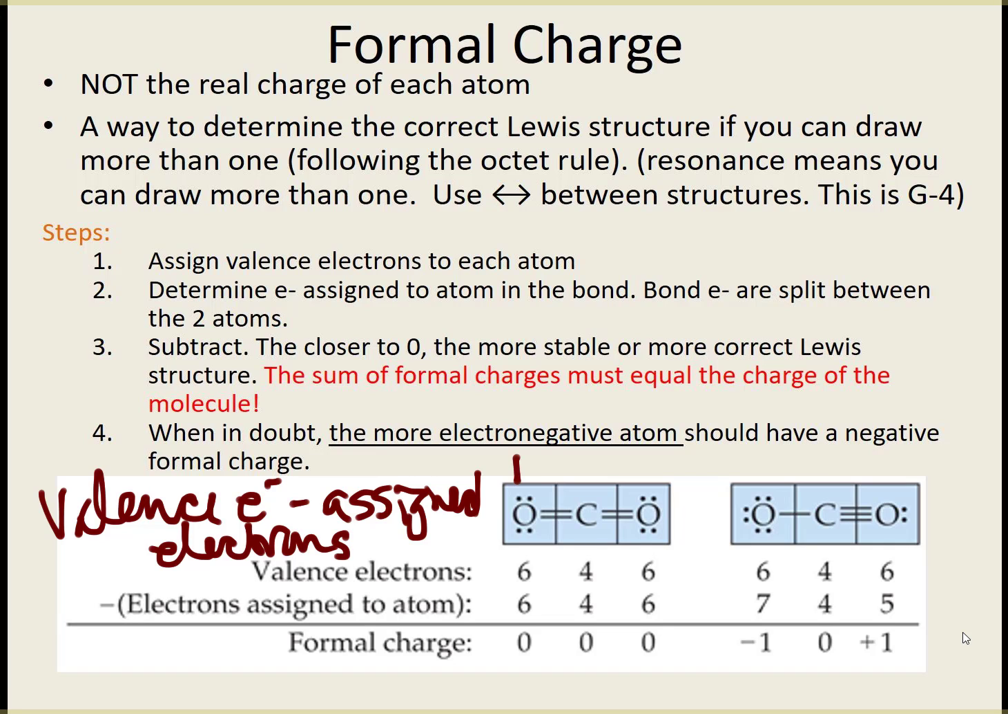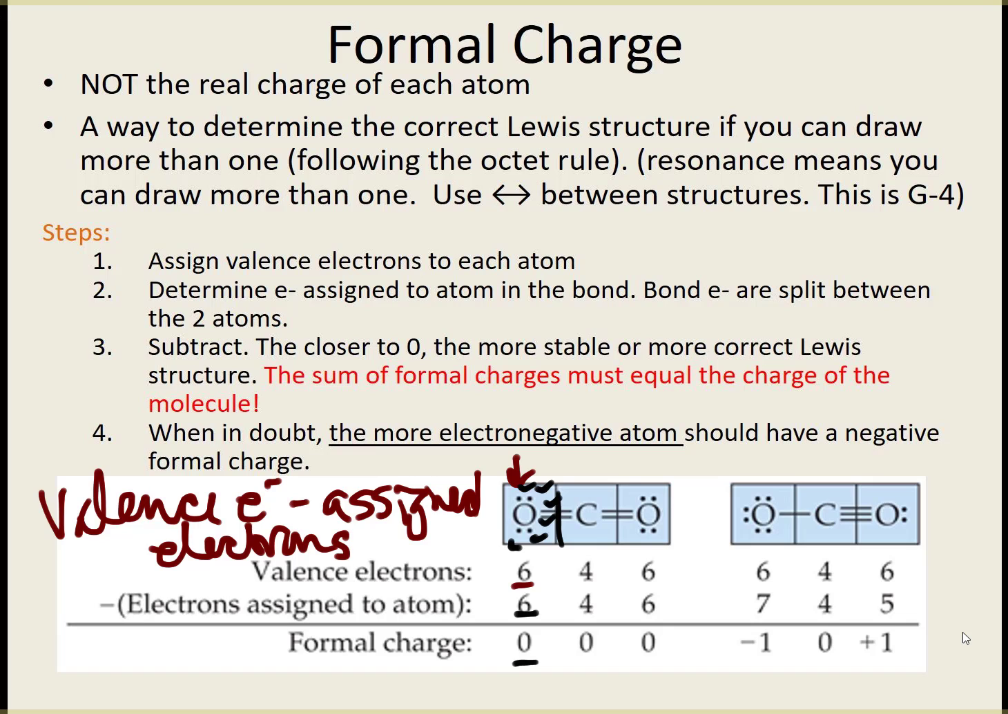So my first oxygen here, I am going to look on the periodic table and find out how many valence electrons, and I find that I have 6 valence electrons. And then when I assign the dots, I can count them. 1, 2, 3, 4 are assigned right to the oxygen, and I split these bonds in half. So 5, 6. So 6 electrons there, and when I subtract, I get a formal charge of 0.